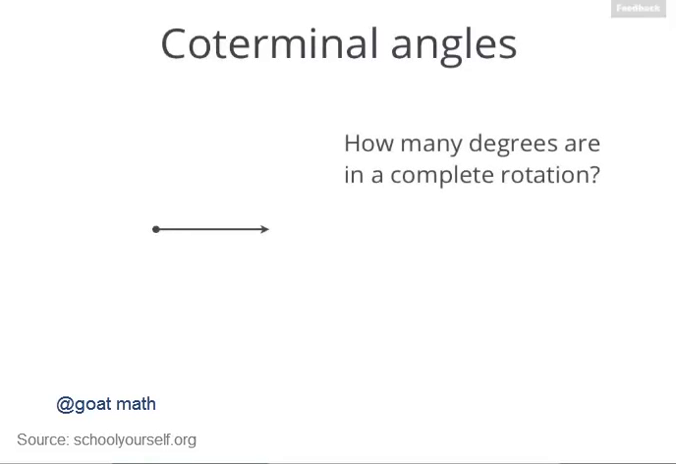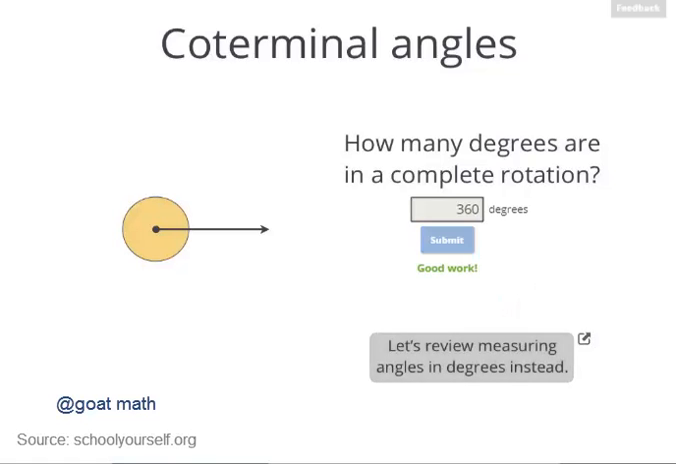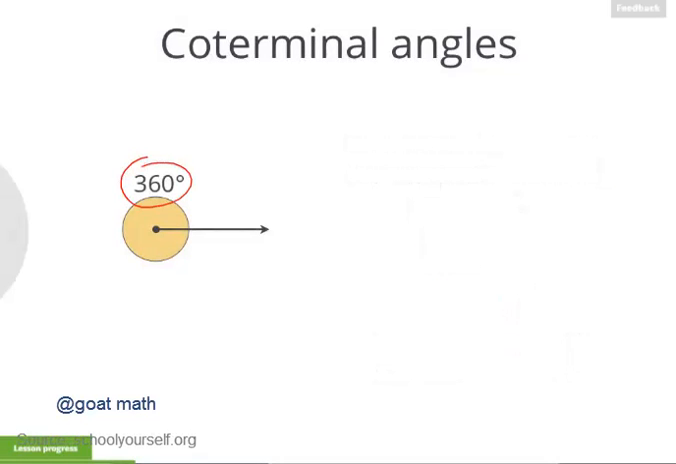Let's introduce coterminal angles. But first, do you remember how many degrees are in a complete rotation, like this one here? If not, click down here to review. Exactly, there are 360 degrees in a full rotation. Now there's no rule that says 360 degrees is the most you can rotate. So let's take this line and rotate it just a little more than 360 degrees. So we've rotated this line by 370 degrees.